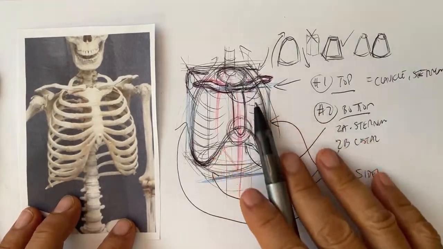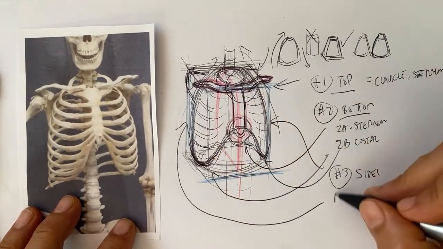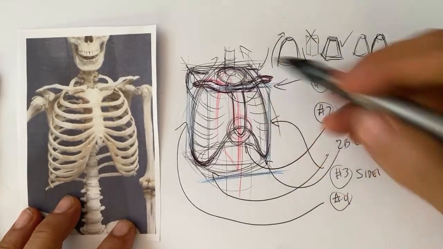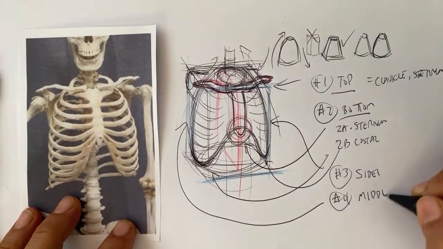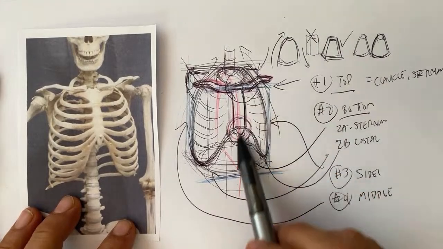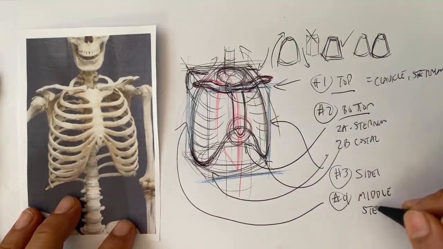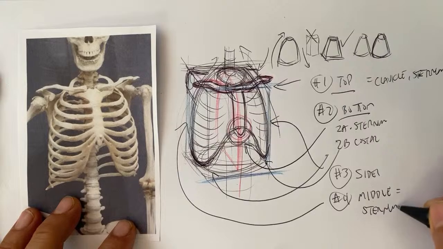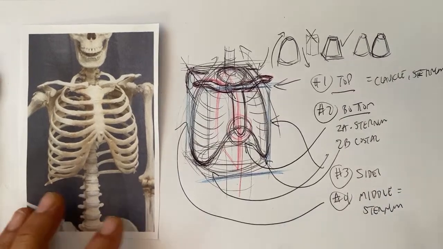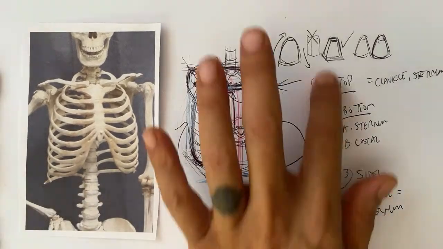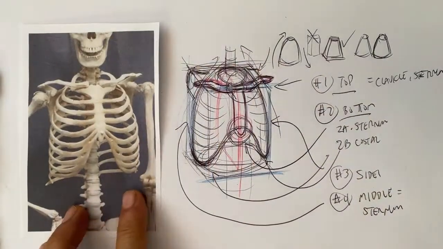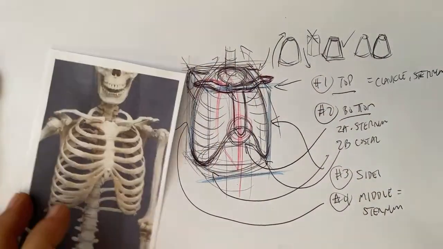And then the front, the middle, is these guys right here, which is the sternum. So remember these, because we're going to be looking for these when we observe the model. Let's do that now.